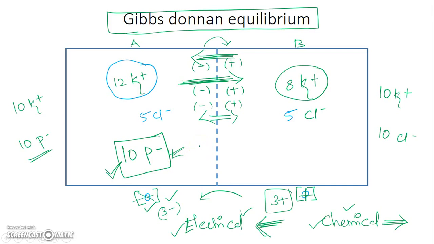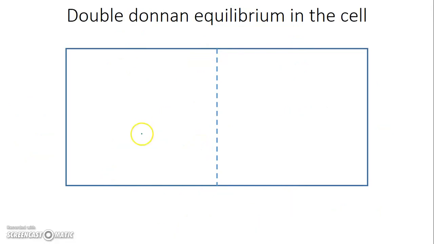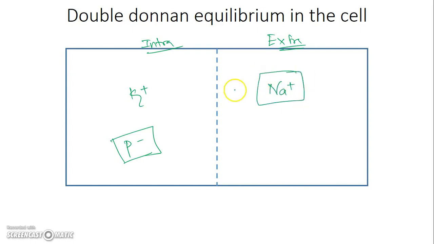Let's see what actually happens in a cell. This is the intracellular compartment and this is the extracellular compartment. In the intracellular compartment, the proteins are the impermeable ions and potassium is the matching number of positive ions. Whereas in the extracellular compartment, sodium is the positive ion, but it is again impermeable. At resting state, the membrane is not permeable to sodium, and we have chloride ion, whose concentration will match the number of sodium ions in this compartment.